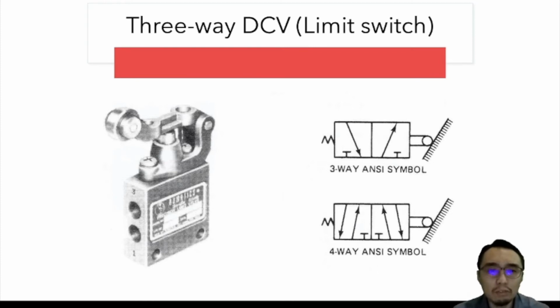These directional control valves are available as multi-purpose three-ways or open exhaust four-ways. This type of valve is normally actuated by a cylinder piston rod at the limit of the extension or retraction stroke. So at the end or at the beginning of an actuator cylinder, once it touches this roller lever actuator, it will activate the valve, whether in the first position or in the second position.